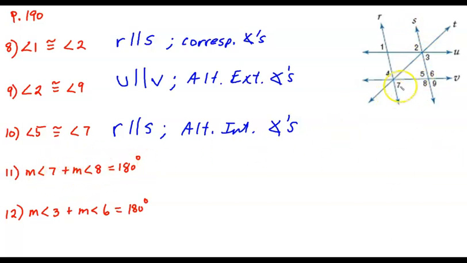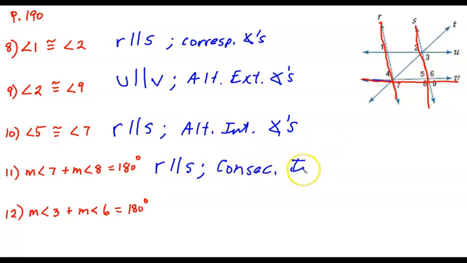7 and 8 are supplementary. All right, so they are on this transversal V, and V cuts through R and S. So once again, we're proving that R and S are parallel. And they are supplementary, we're told, and they're also consecutive interior. So that's going to be our converse, consecutive interior angles.